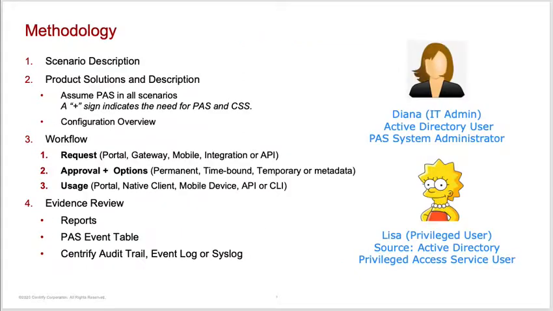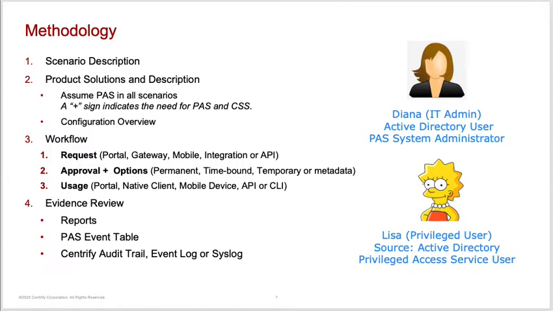And finally, when it comes to what we're going to be discussing, I just want to establish a methodology. I'm going to be using two users, my administrator and my requester. Lisa is going to be requesting, Diana is going to be approving. We're going to describe the scenario, and say what is needed to achieve it, be it just Privileged Access Service or the combination of Privileged Access Service and CSS. Then we're going to go into the workflow.